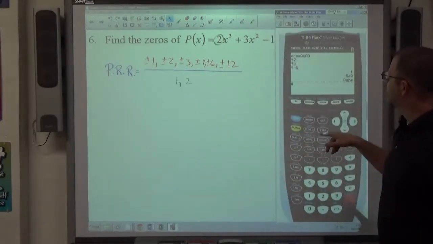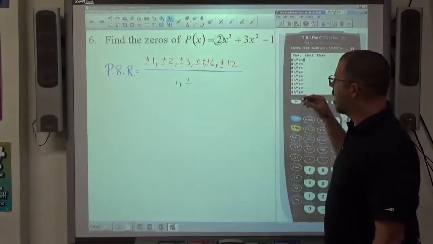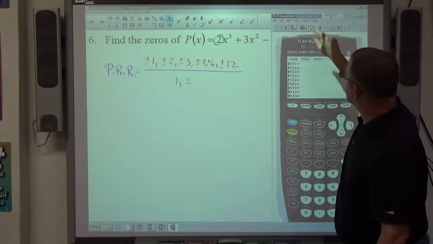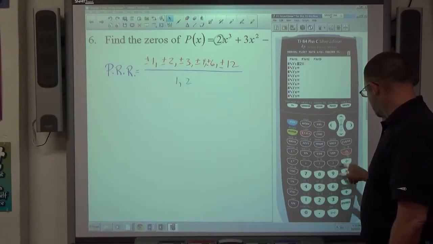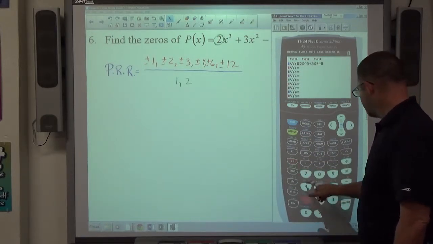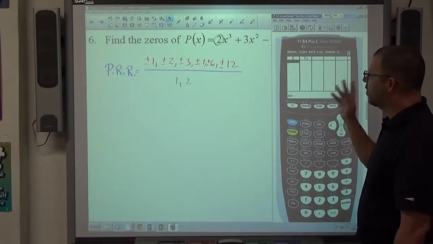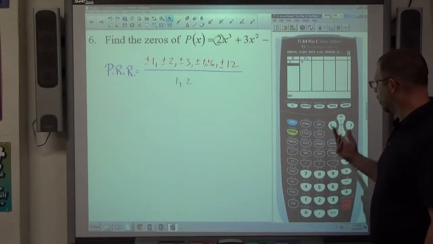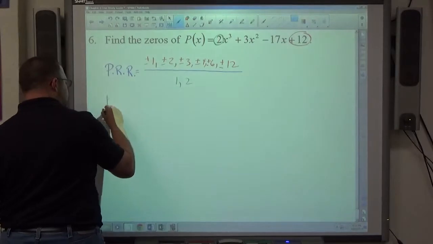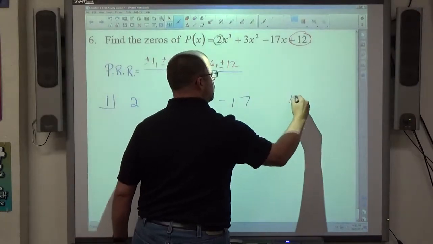For the sake of getting an answer to this problem, I'm just going to go to my calculator, enter the function, and I can type in these numbers on top over 1, obviously. So 2x cubed plus 3x squared minus 17x plus 12. Then if I go over to my table, nothing's in there, type in 1, works. As soon as I find an answer that works, creates a 0, I just do a synthetic division with it. So 2, 3, negative 17, 12.